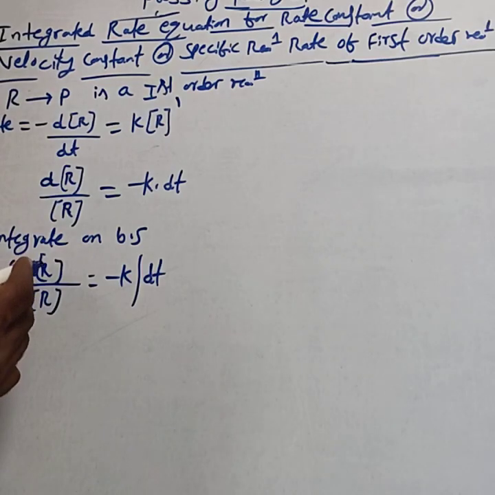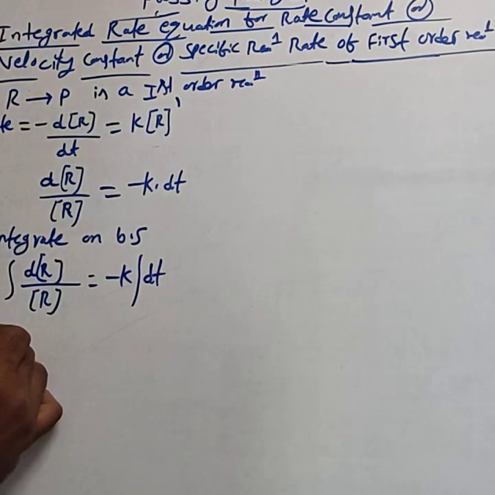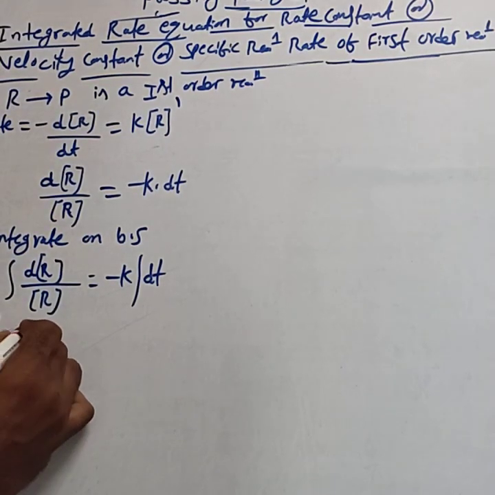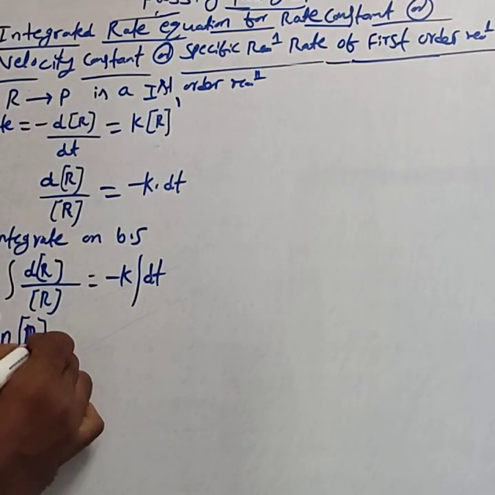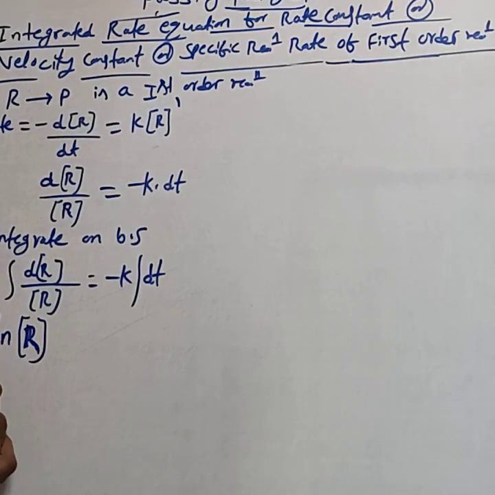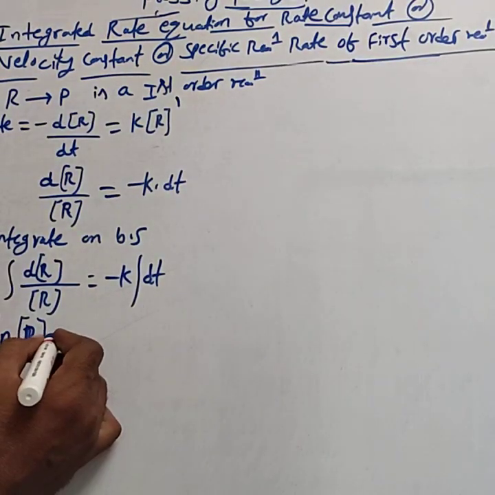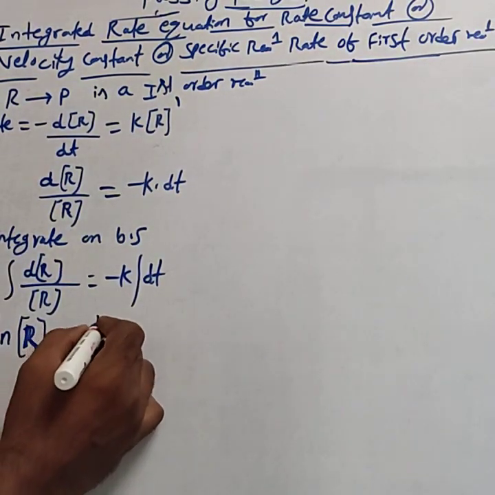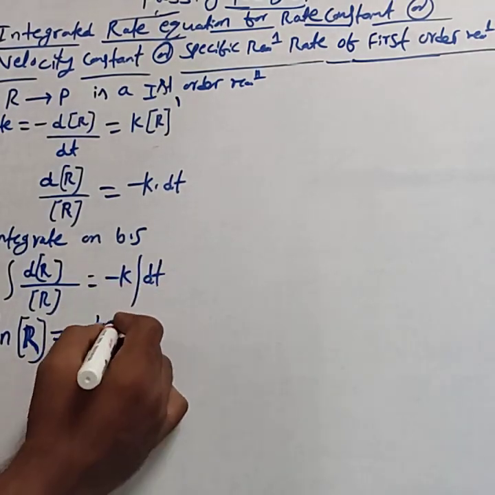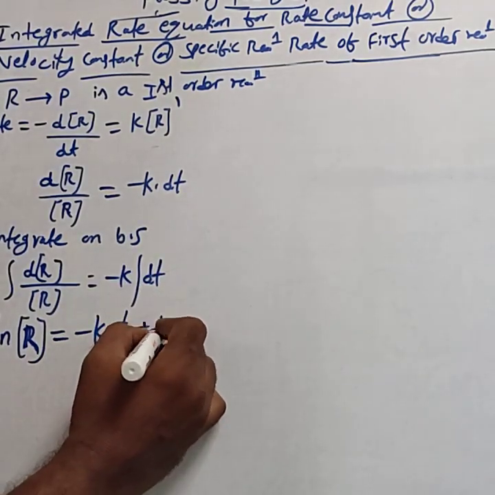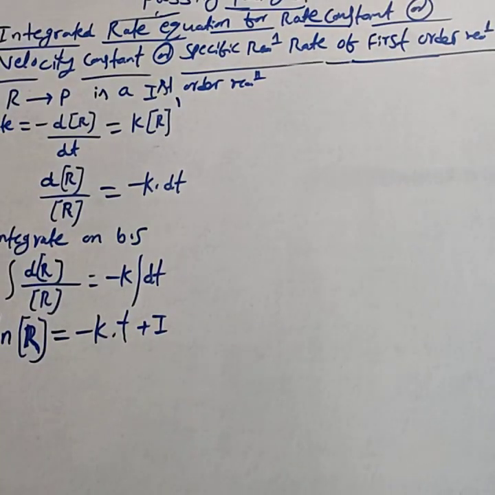We know that the integral of dR by R is taken as ln R, exponential log. If you write log, then you have to write the base e. Instead of writing log base e, you mention ln R. So ln R equals minus K into the integral of dt, whose value is t plus I, that is minus kt plus I.